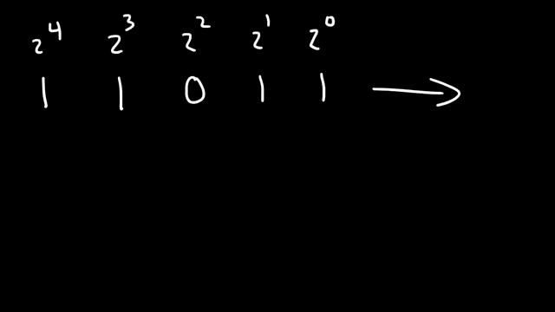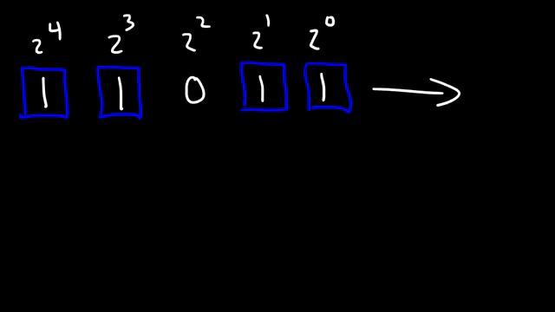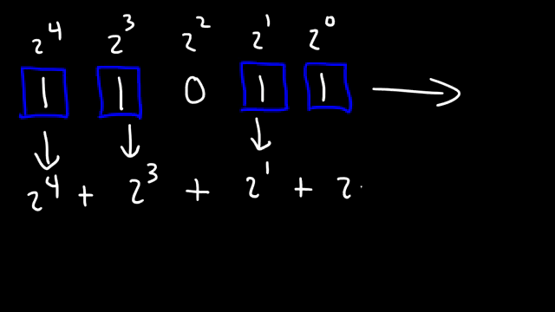So let's try another example. 11011. So go ahead and convert this number into a decimal number. So this is going to be 2 to the 0 times 1, and then 2 to the first power times 1, 2 squared times 0, 2 to the third times 1, and then 2 to the fourth times 1. And just like before, we are going to ignore the 0 values and focus on the numbers that have a binary value of 1. So this is going to be 2 to the fourth, plus 2 to the third power, plus 2 to the first, plus 2 to the 0 power.